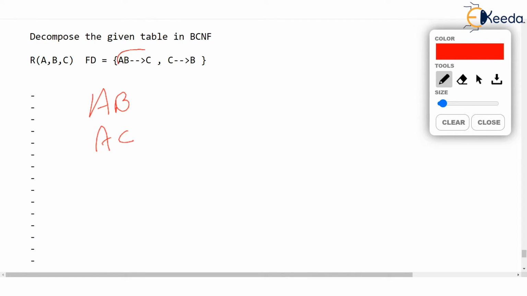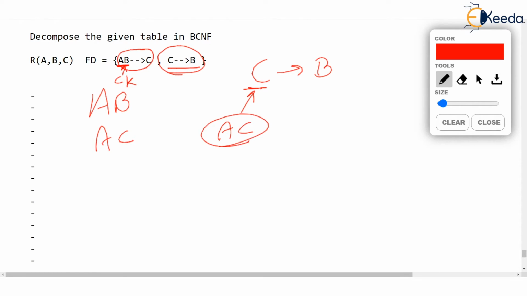So first of all, you watch this dependency. Is this partial? No, because the left-hand side is a complete candidate key. It is not a part of a candidate key, isn't it? So this is not partial. Okay, look at this. C determines B. Now somebody would feel that, hello, the left-hand side is a part of AC, isn't it? It is a subset of this candidate key. So this is partial.